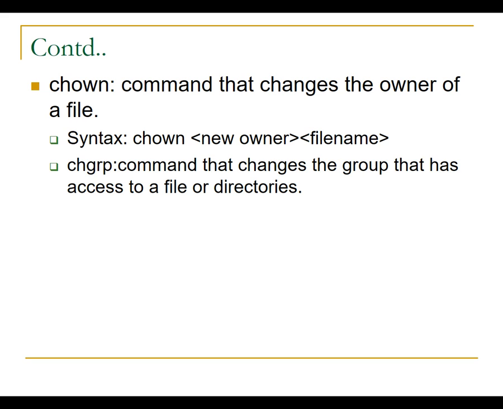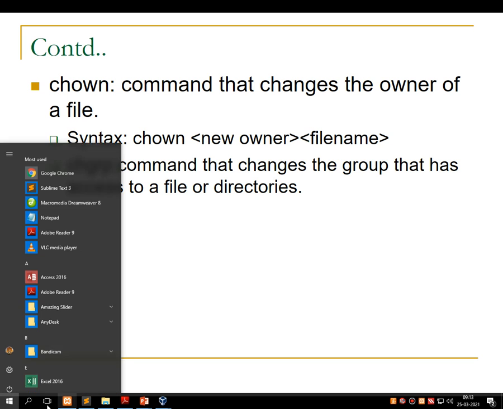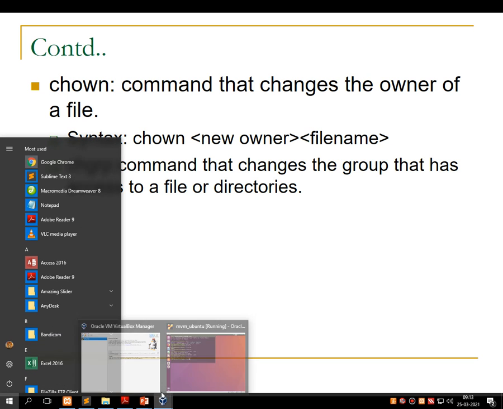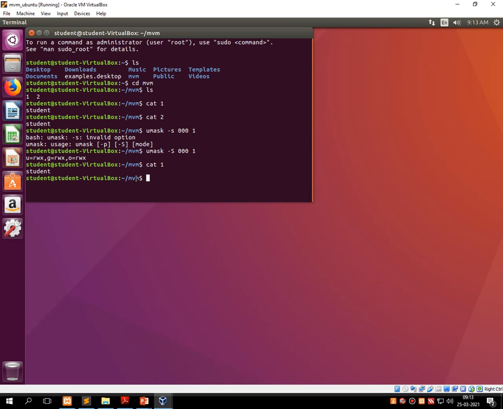Next is chown. The chown command is used to change the owner of the file. Right now, the file that I have created called 1 is owned by the person called student. Say for example, suppose I type a command called whoami. It prints the name of owner, that is student. So student is the owner who owns this MVM folder.